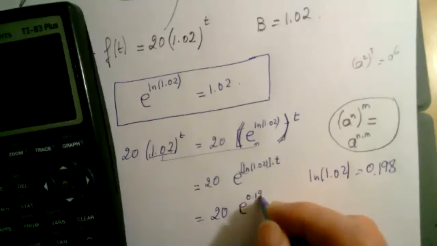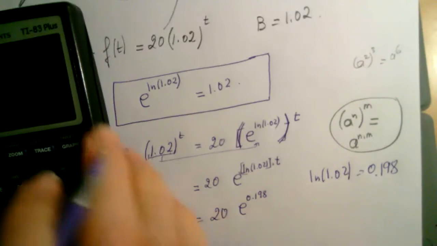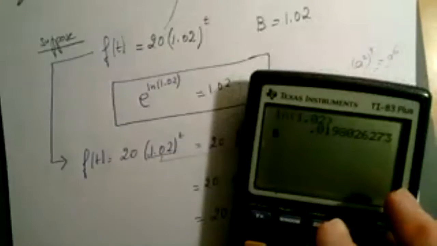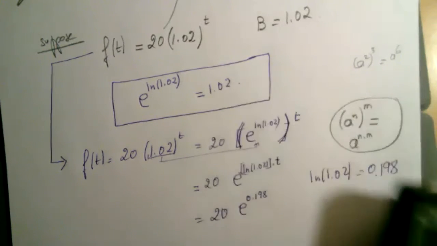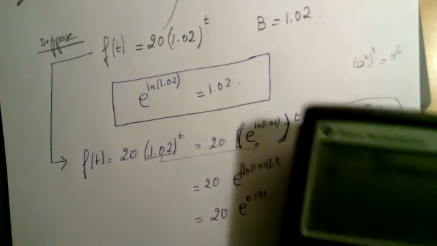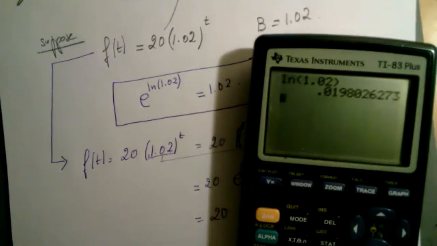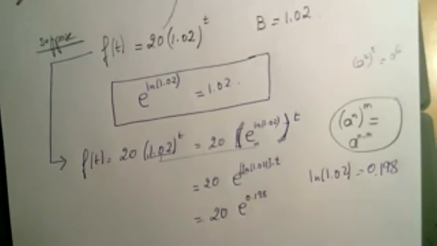I thought it was 1.04. Mine is giving me 1.02. Are we all finding ln of 1.0? Oh, sorry, that's my bad. That's the calculator.